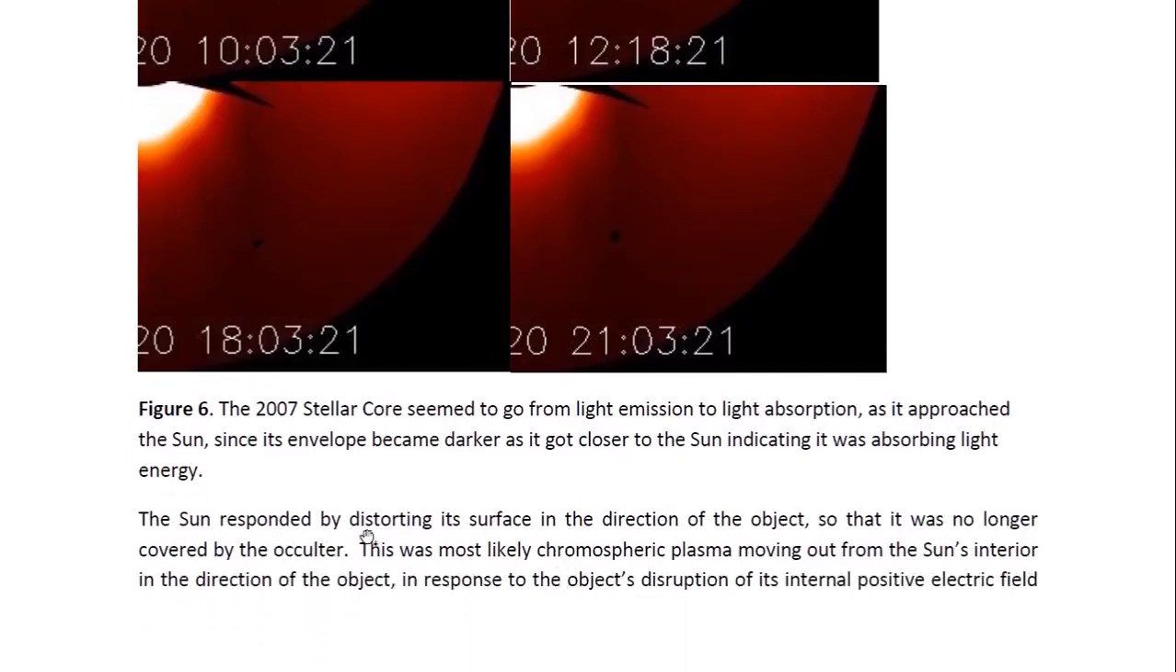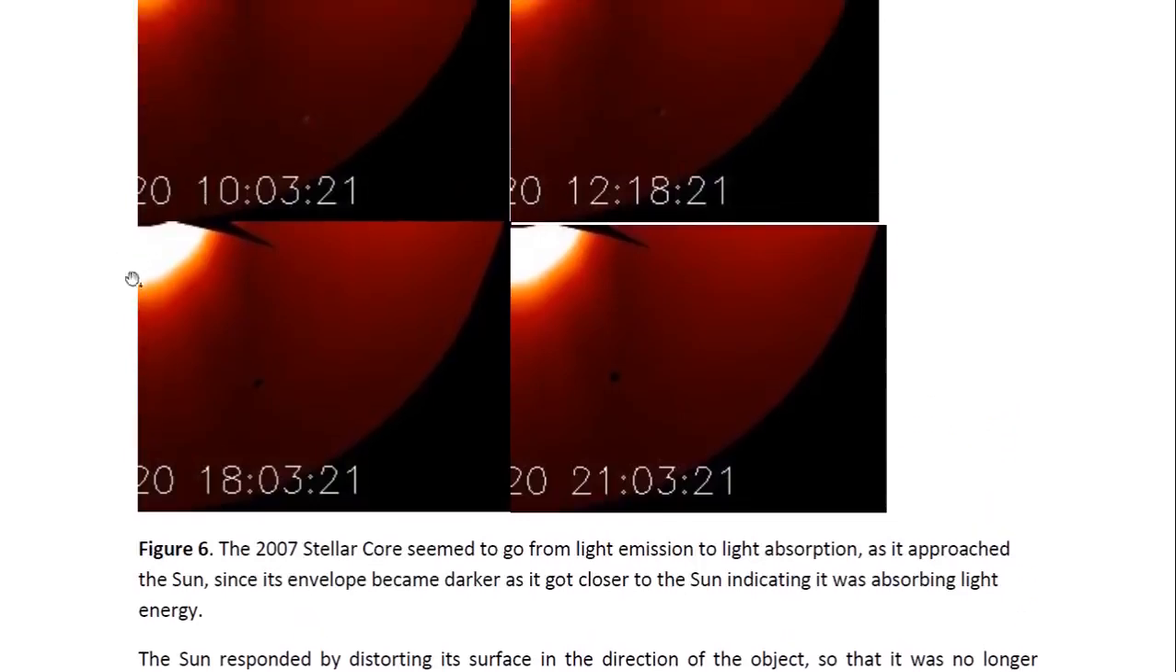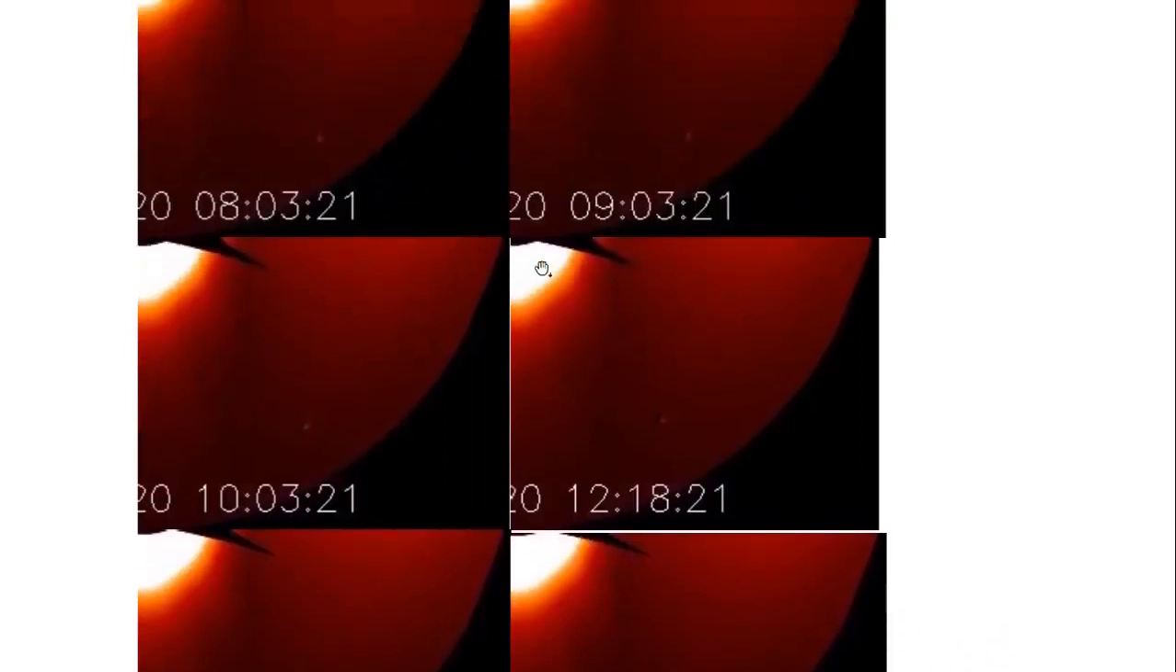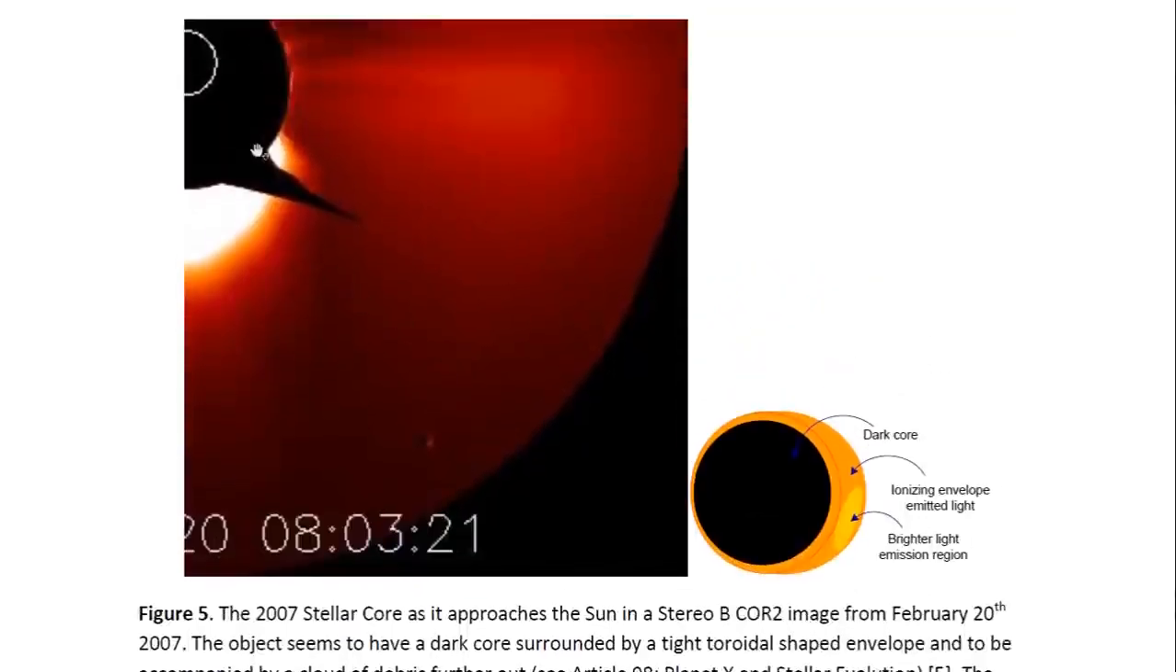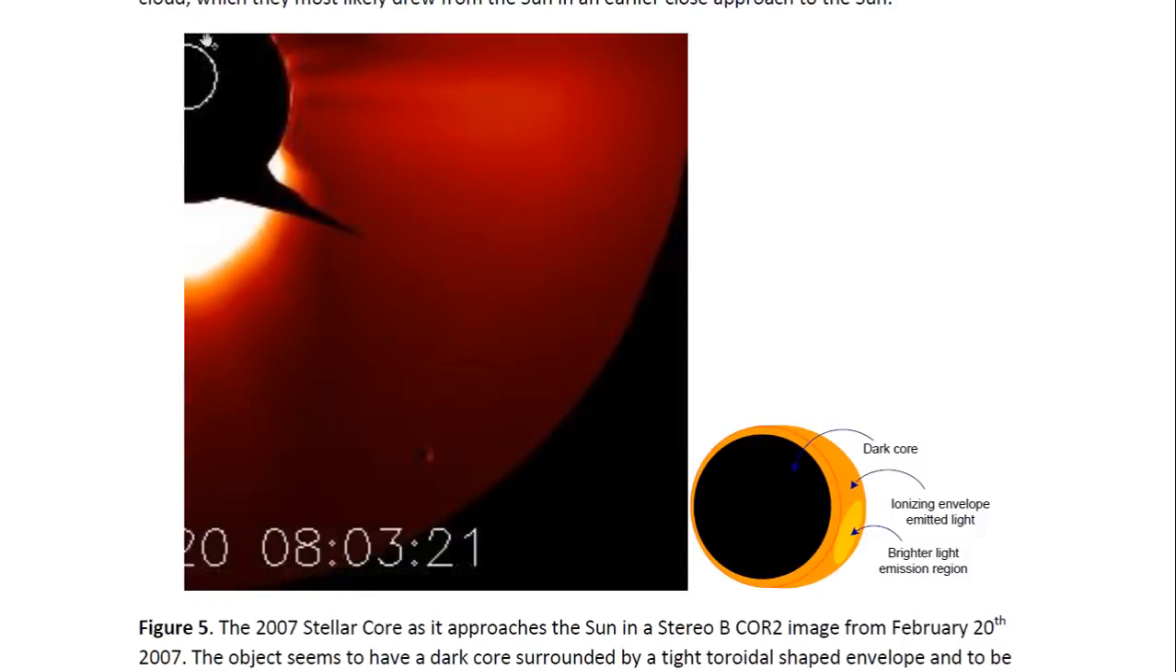Now the sun responded by distorting its surface in the direction of the object so that it was no longer covered by the occulter. You can see that here. This is the sun actually distorting its surface. Usually the sun's inner corona is completely covered by the occulter. You can see part of it here. You can see it better there. And the sun's supposed to be there, but suddenly its whole surface shifted, or it seemed to become extremely bright.